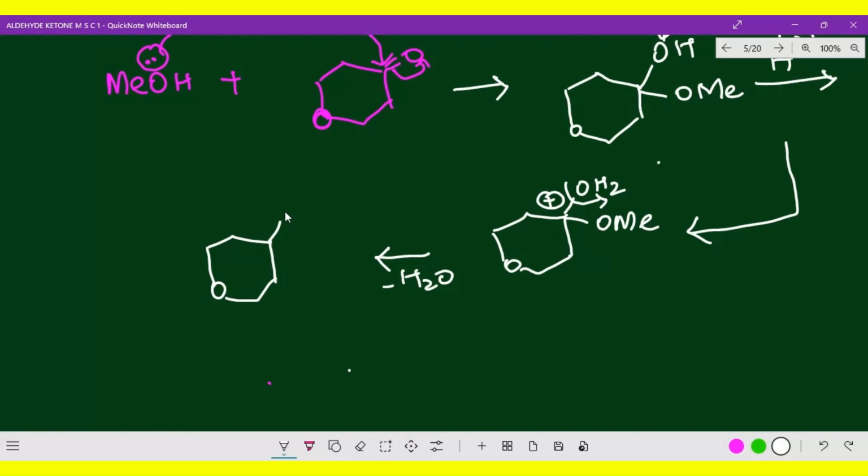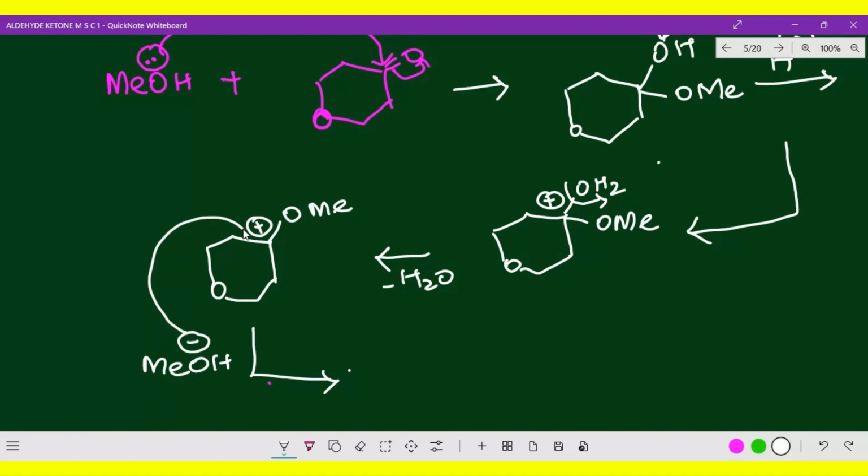So in this OMe, and then here plus, carbocation formation. Now this carbocation is going to react again, with what? Methyl alcohol, MeOH. So this MeOH has a minus charge, and this minus charge is going to attack this plus charge.